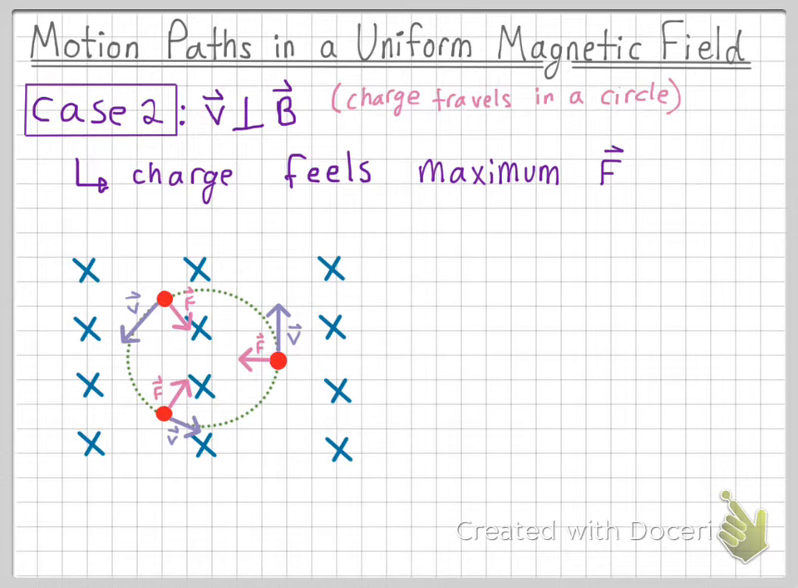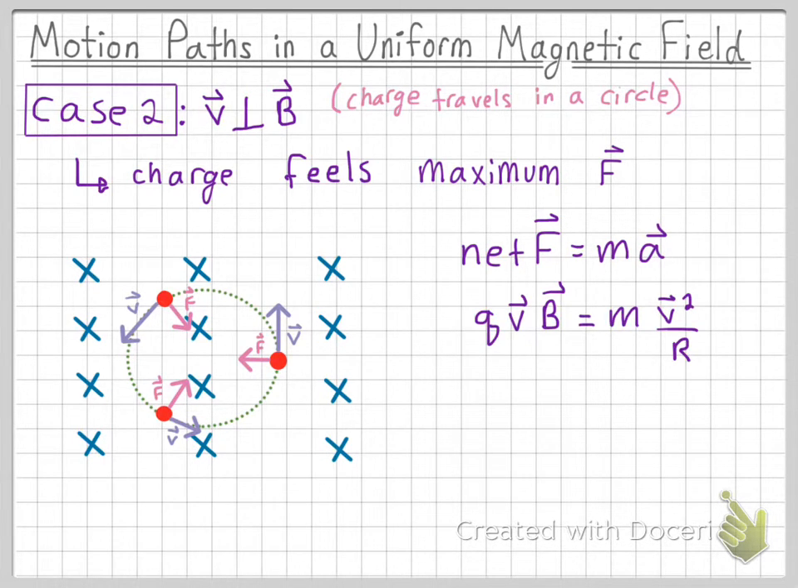Let's find an equation to further describe this circular motion. We know that the net force is equal to mass times acceleration, which is Newton's second law. We also know that the force on a charge moving in a magnetic field is equal to qvB. We also know that the equation for centripetal acceleration is v squared over r. So we can apply these equations to our Newton's second law equation, and now we have this new equation.